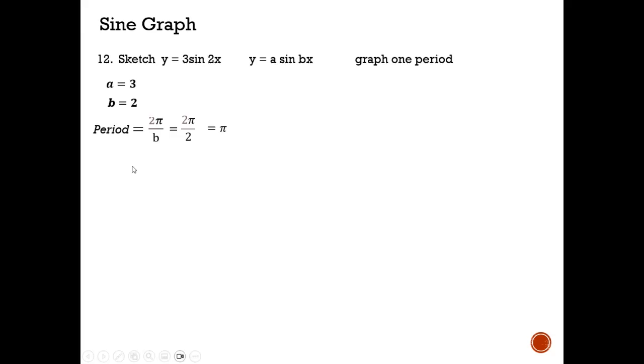So now we take that to find our key points, the 5 key points that we need. If you remember, once we find the period, we just divide that by 4, and that's going to help us find our 5 key points. The period here is pi. Pi divided by 4, so we get pi over 4. So our 5 key points are going to come from intervals of pi over 4. We start at 0, and we're going to add pi over 4 each time to get our next key point.